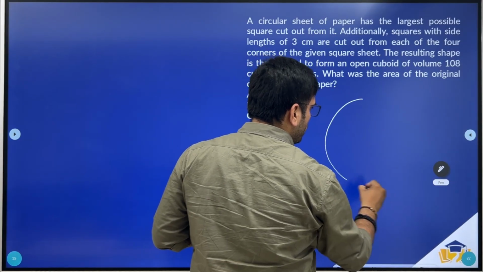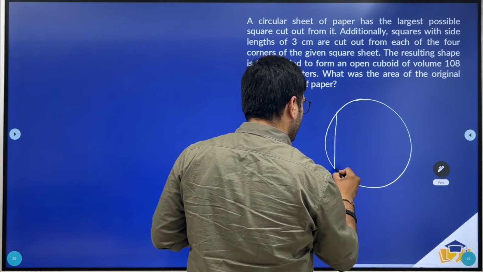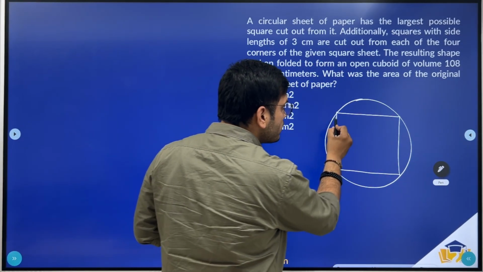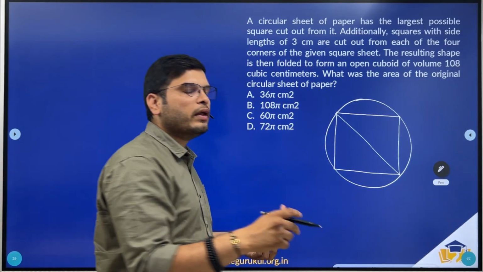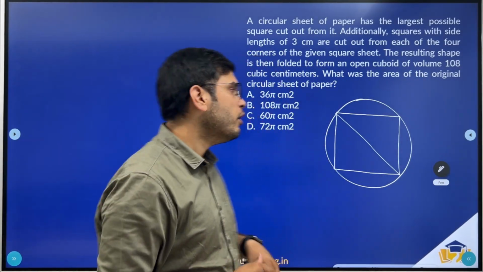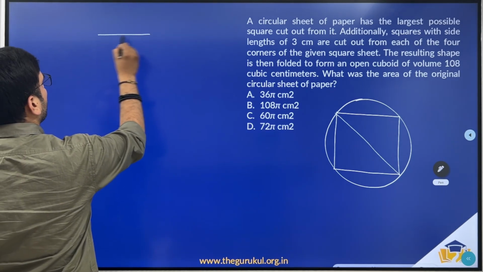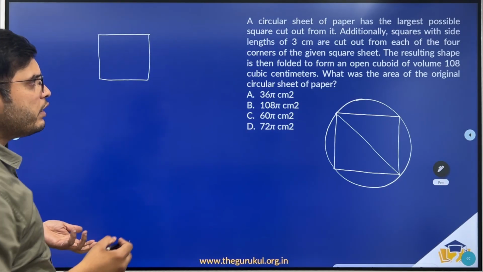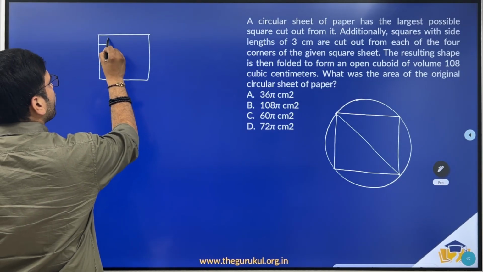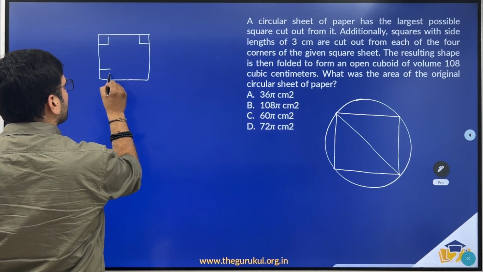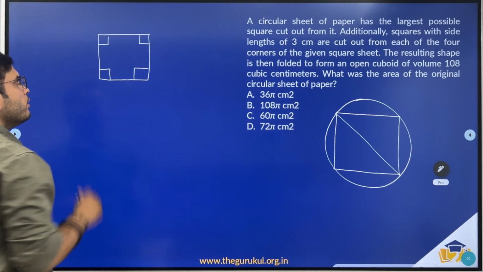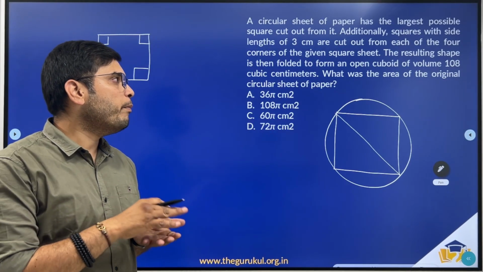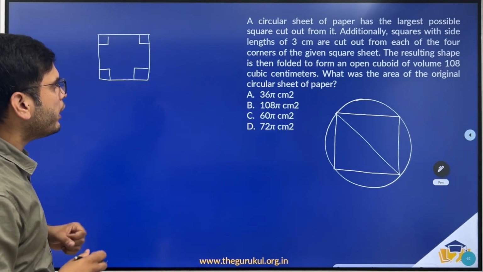Right. So let me consider this circle. A square of maximum area must be cut from the circle. That means the diagonal of the square should be nothing but the diameter of the circle. Right. Now once you have this square, then 4 squares of side 3 centimeters are cut from each of the 4 corners. Right. And then the resultant piece of paper was folded to form an open cuboid of volume 108 cubic centimeters.